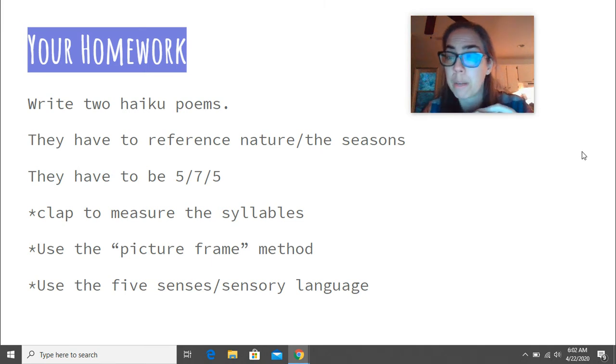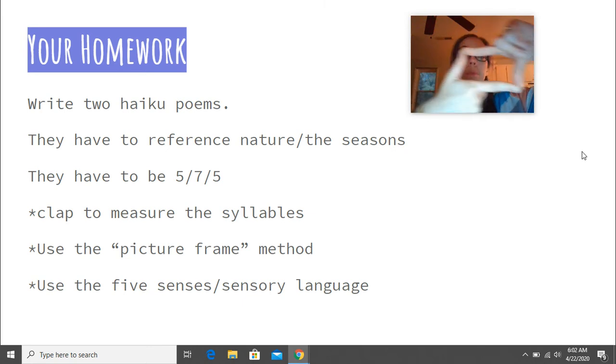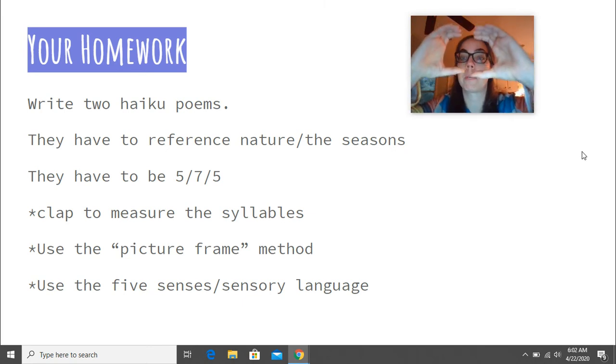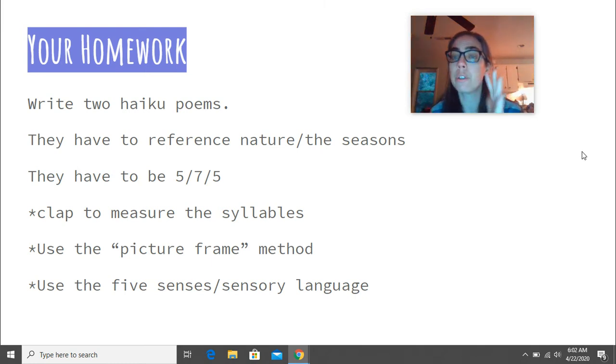And I said use the picture frame method if you're having trouble figuring out what to do. I know that it can be hard, just being told to go write a poem. Sometimes you're like, oh, what do I do? Go outside and put something in a frame. Say, this is going to be my section that I'm looking at, and I'm going to talk about that. Make sure you're using the five senses. Ask yourself, do I smell something? Do I hear something? Do I see something? And translate that into vivid language.